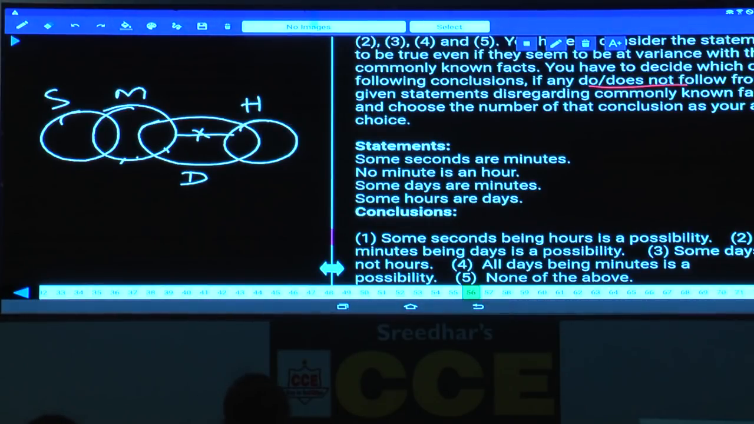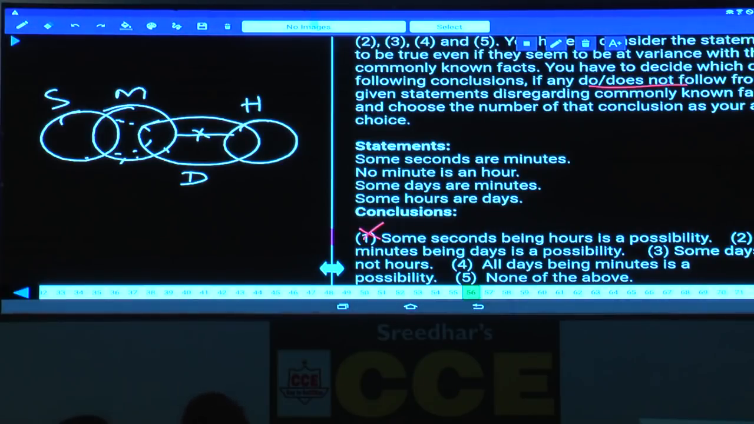Now with the help of this basic diagram, tell me what is the first conclusion. Some seconds or hours is a possibility or not? It is a possibility. Now I am extending this one like this. Whether it is possible or not? Yes, it can be true once. As it is true once, it cannot be false forever.